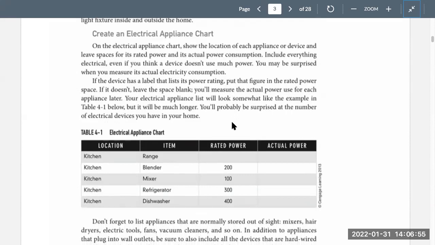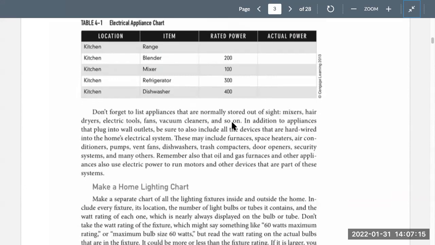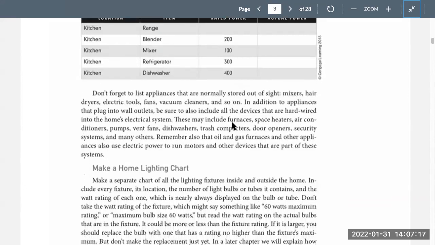So in order to do that, you would need to go, say, into the kitchen. If you're in the kitchen, you might see a stove, a blender, a mixer, a refrigerator, a dishwasher, and you have to find out how much power you are using per appliance. You could also look at somebody's electrical bill and just say, well, you use this much power. That's one way to do it.